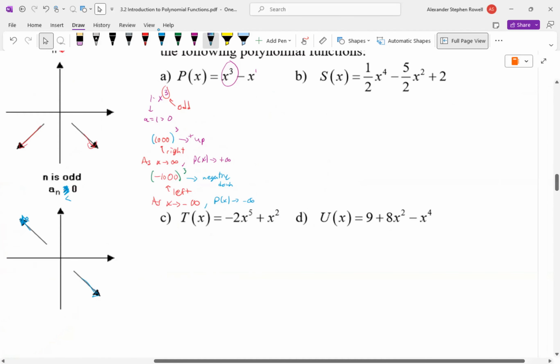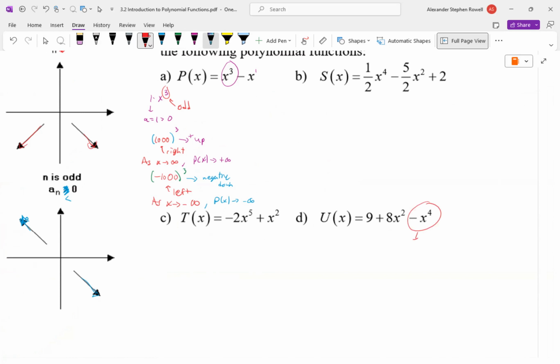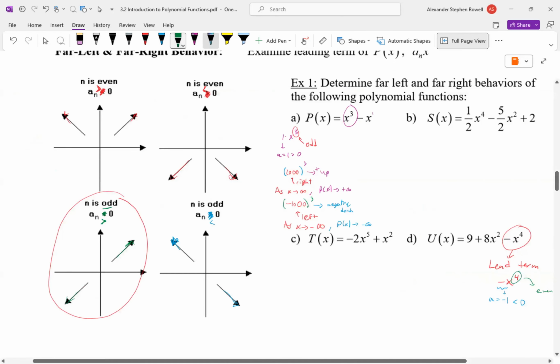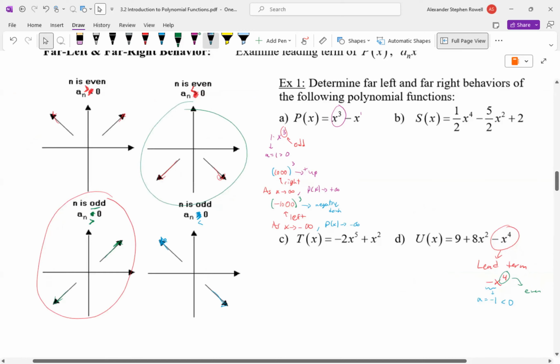Okay, I care about which term and the sign in front, right? So I only care about the lead term, negative x to the fourth. Okay, so what is my lead coefficient? Negative 1. So it's negative. And my exponent is even. So even exponents, we know they either both go up or both go down. The term is negative. We know they both go down.